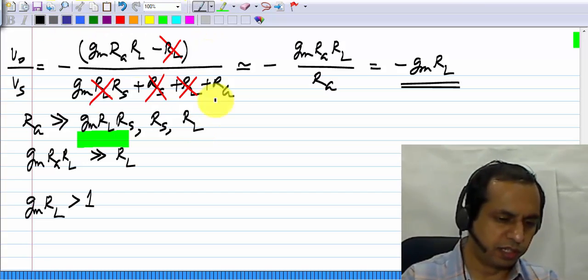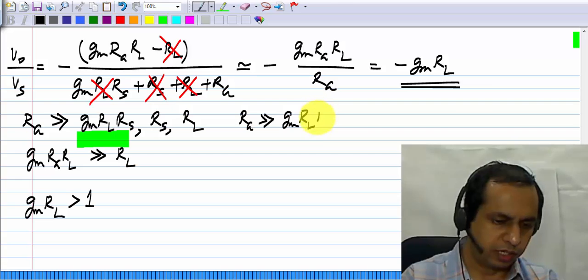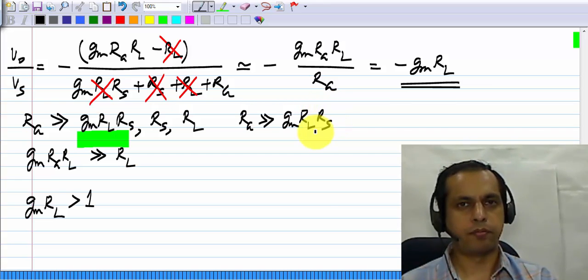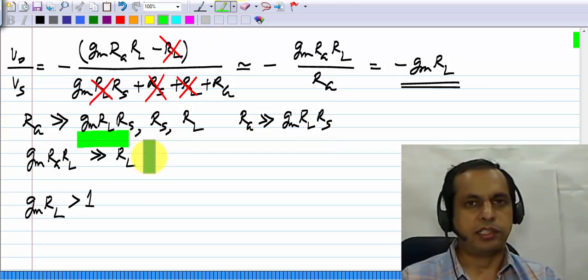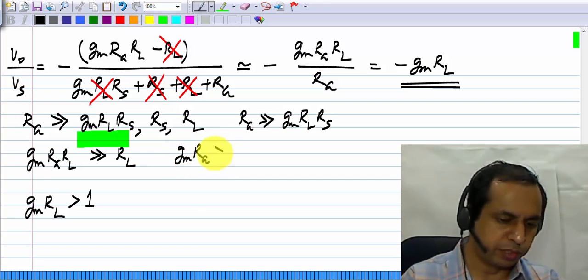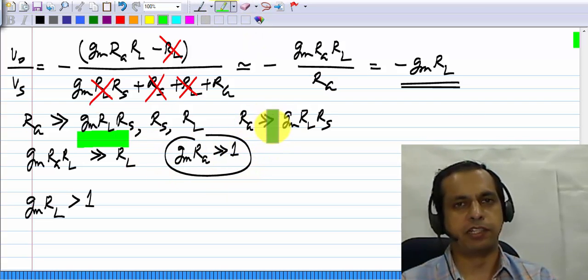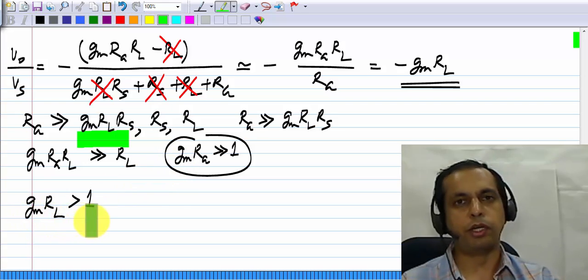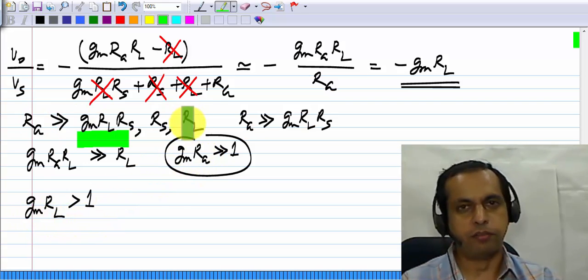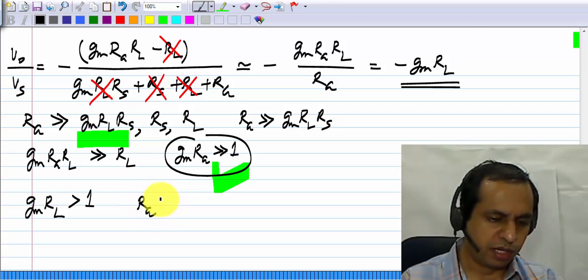So essentially the condition we need is for RG to be much greater than GMRL RS. Okay. Now the second condition says that GM RG RL must be much greater than RL, and RL is common to both sides. So it's really saying that GM RG must be much greater than 1. Okay. And you can see that this is also automatically satisfied if RG is very large, because we expect the gain GMRL to be much more than 1, and RG is much more than RL from the first condition. So this will also be automatically satisfied. So essentially what you need is for RG to be much greater than GMRL RS.